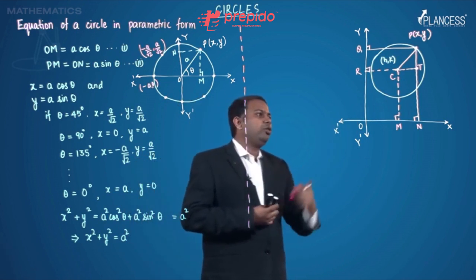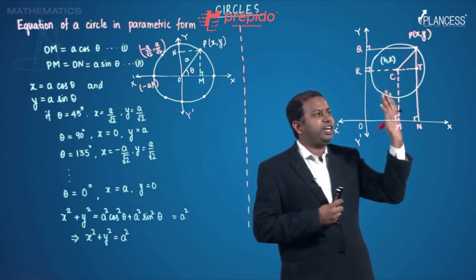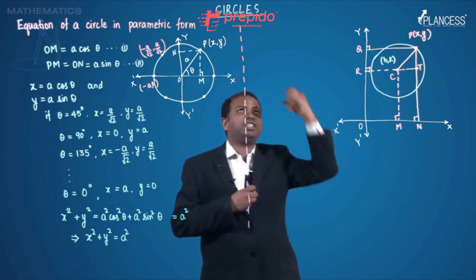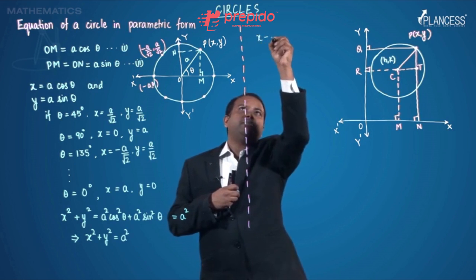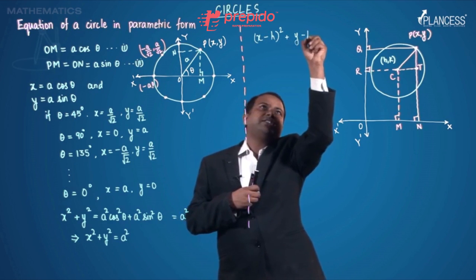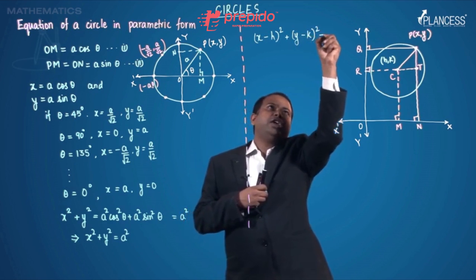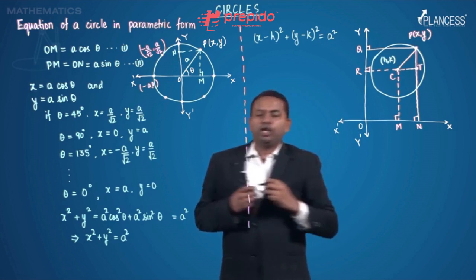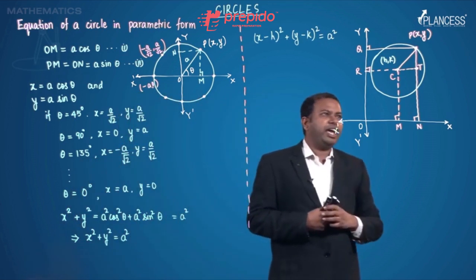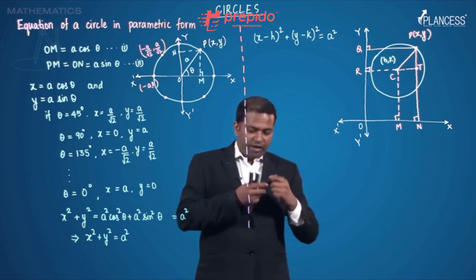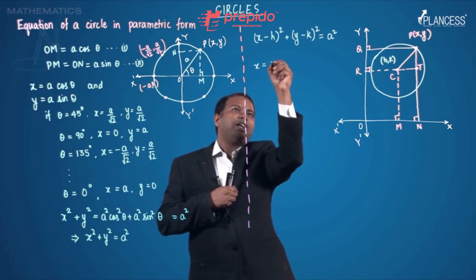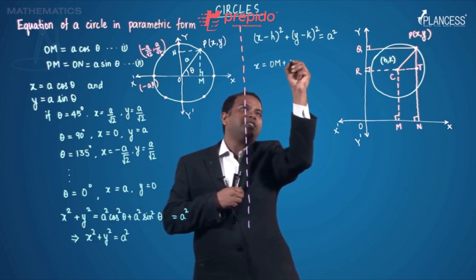If you have studied before the general form of a circle, you can easily write the equation of the circle as x minus h whole square plus y minus k whole square equal to a square in this case. So what do we do now? How do we write the parametric form in this case? It is again very simple. If we want to write x, we can write x as a sum of OM plus MN.